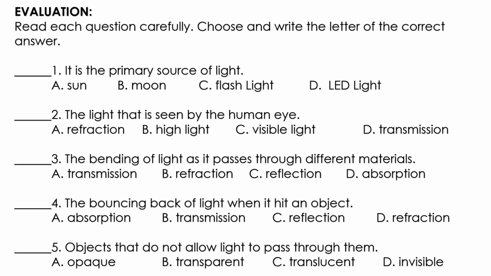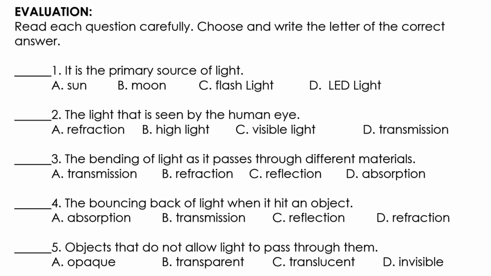Alright, let us proceed to evaluation. Okay, read each question carefully. Choose and write the letter of the correct answer. Number 1, it is the primary source of light. A, sun. B, moon. C, flashlight. D, light.